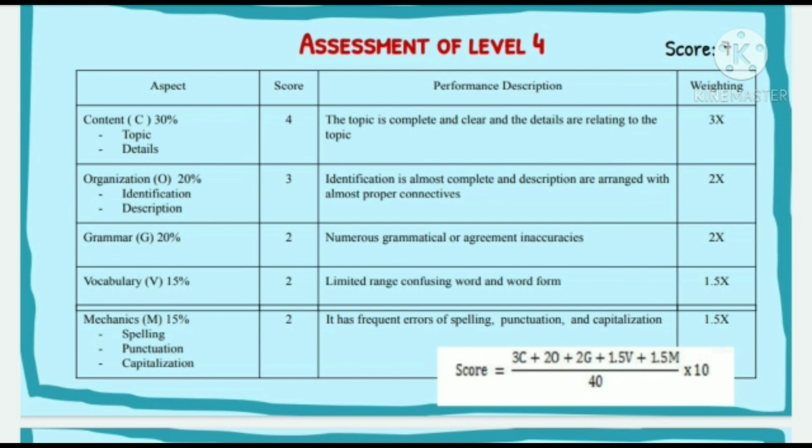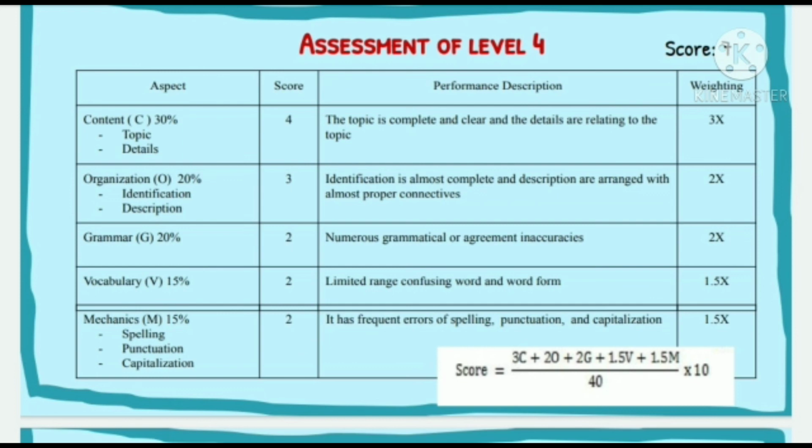The score for the vocabulary aspect is 2 because the text has limited range and confusing word and verb forms. And the last score, for mechanics, is 2 because the text has frequent errors of spelling, punctuation, and capitalization.